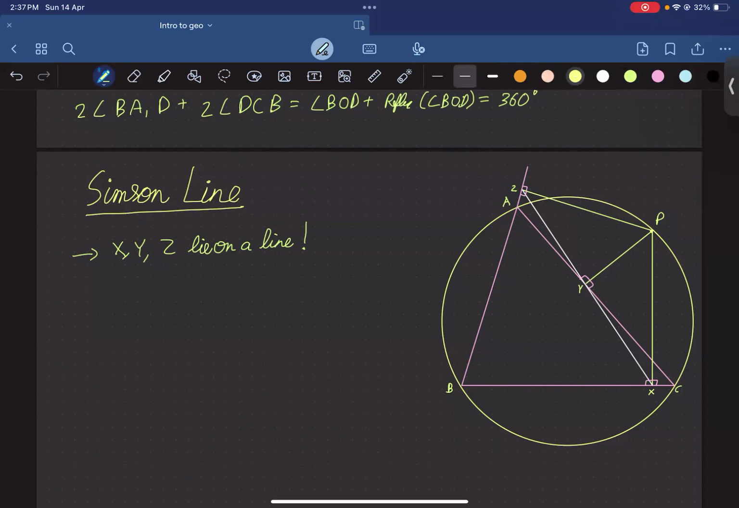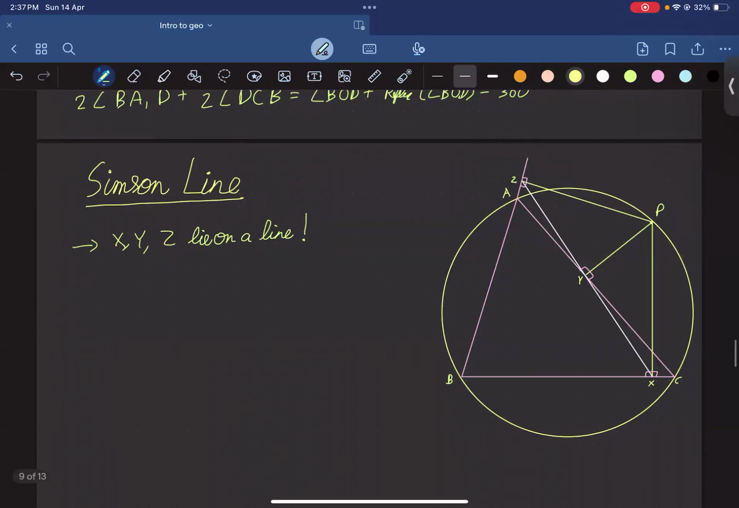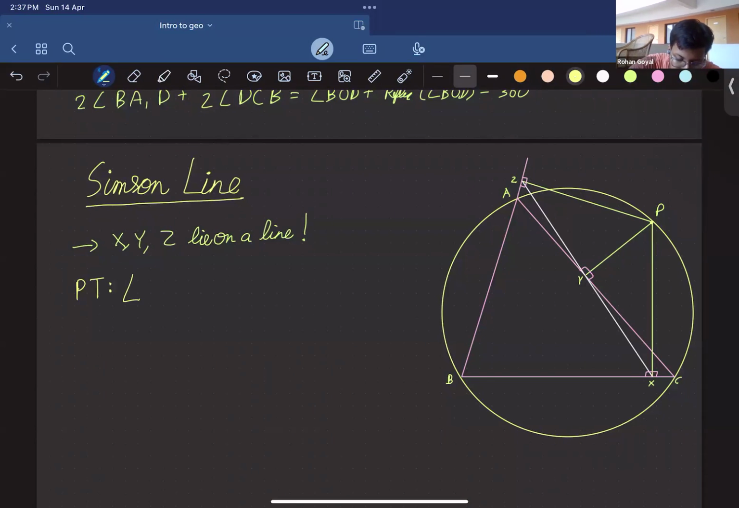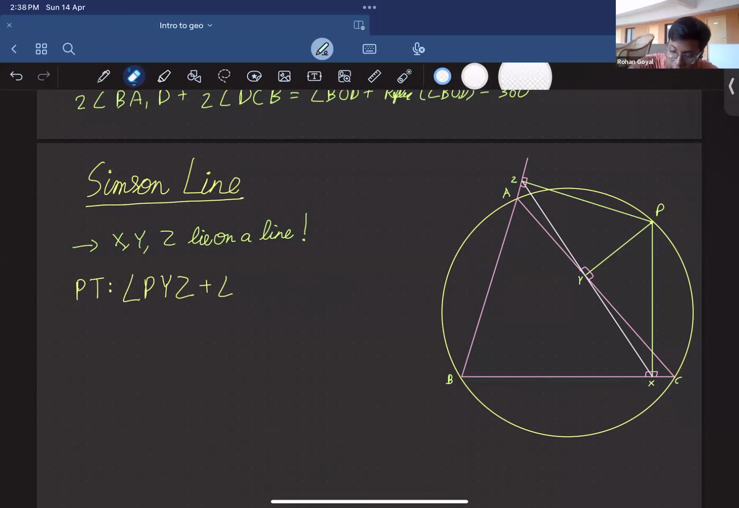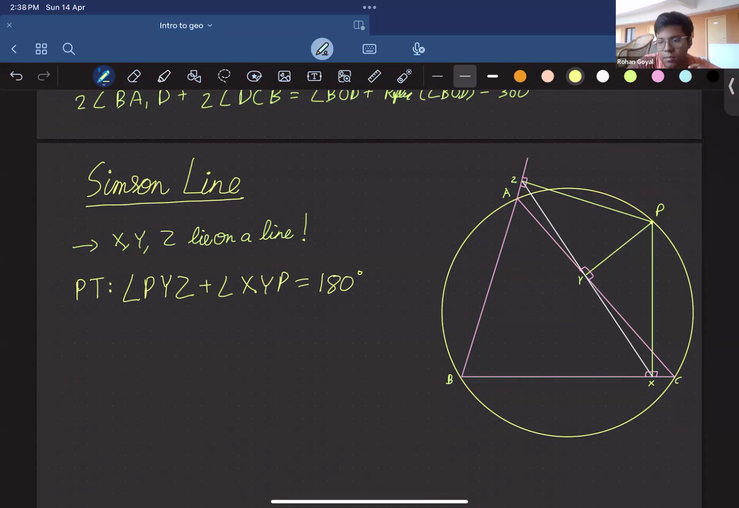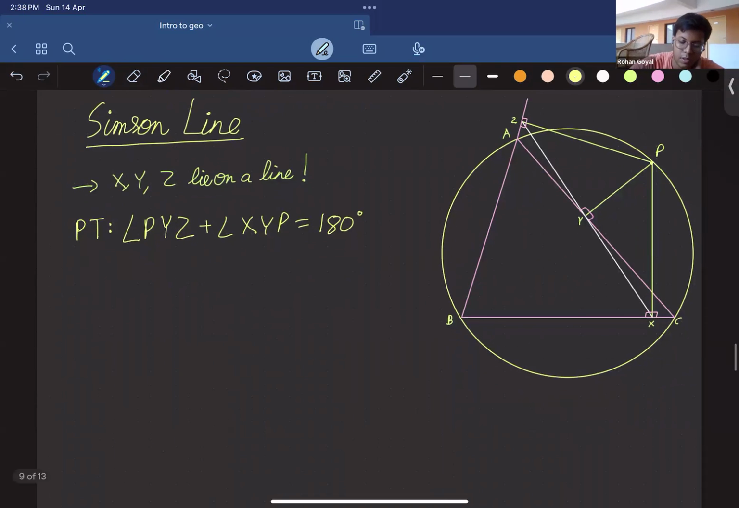We can prove that angle PYZ and angle PYX sum to 180 degrees to prove the collinearity. Good. Prove that angle PYZ plus angle PYX is equal to 180. Let me write it as follows.